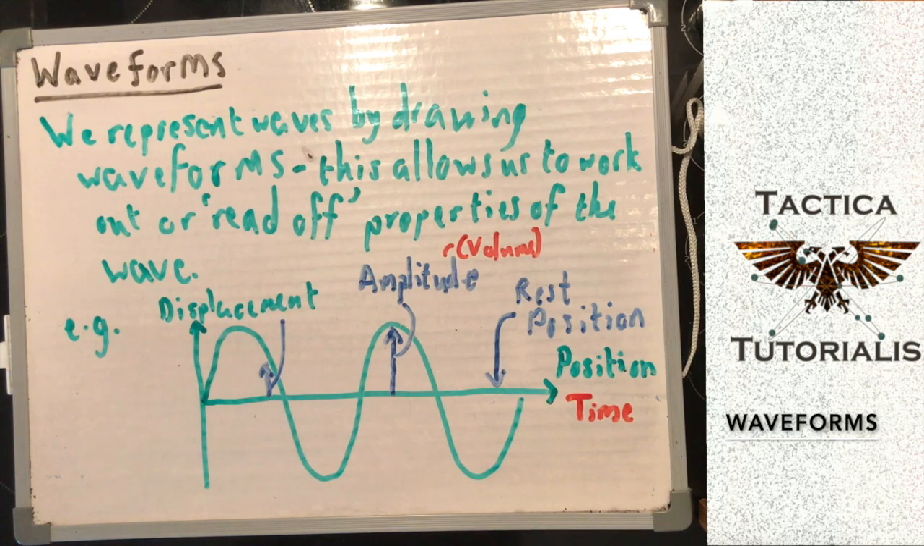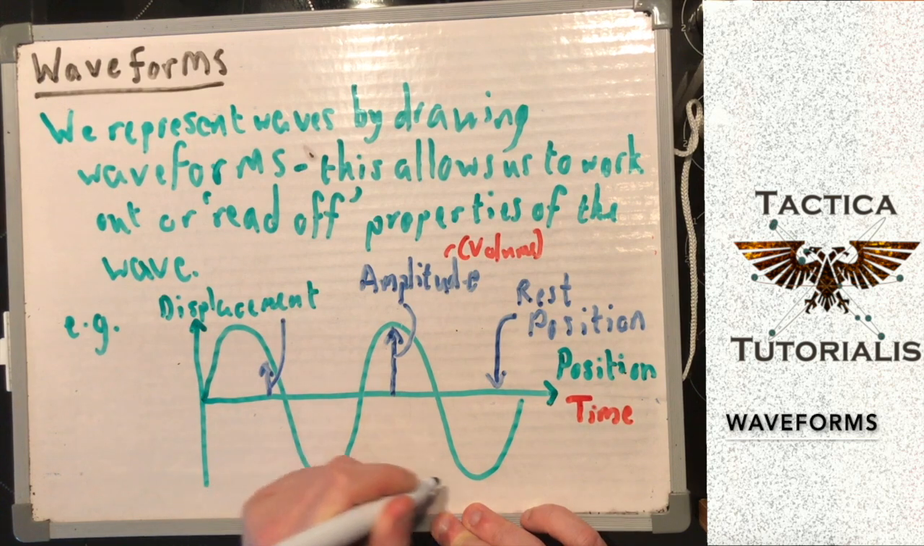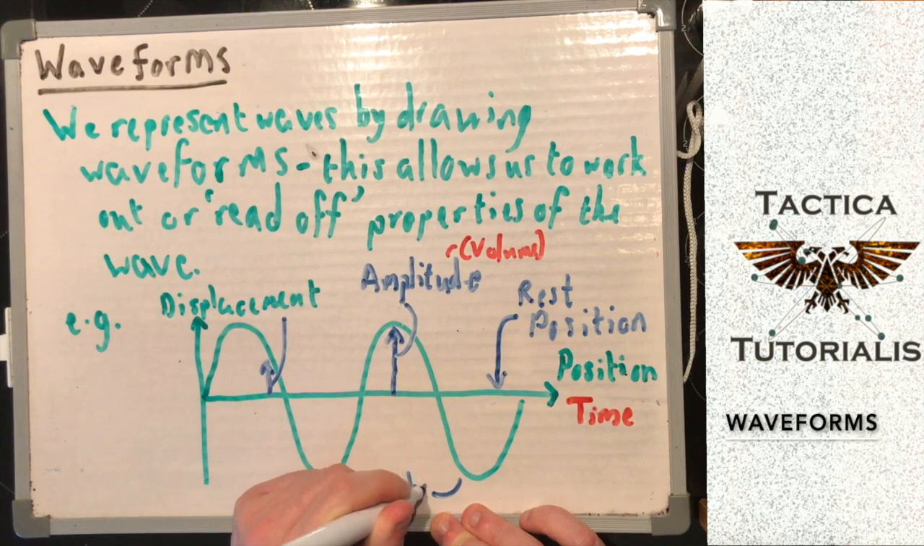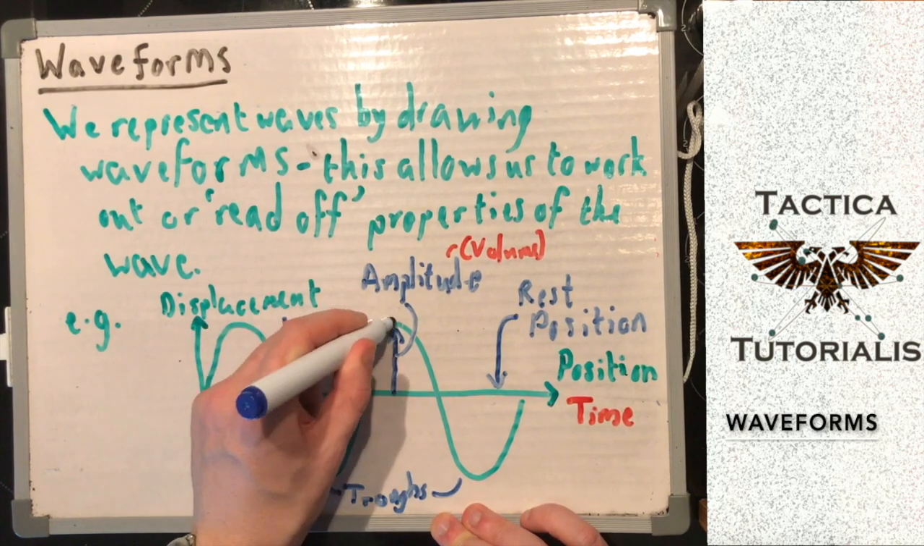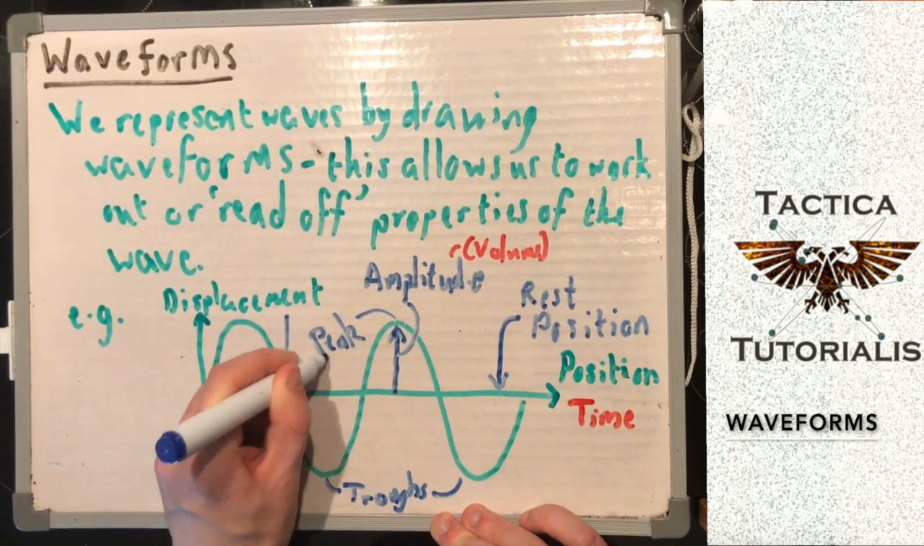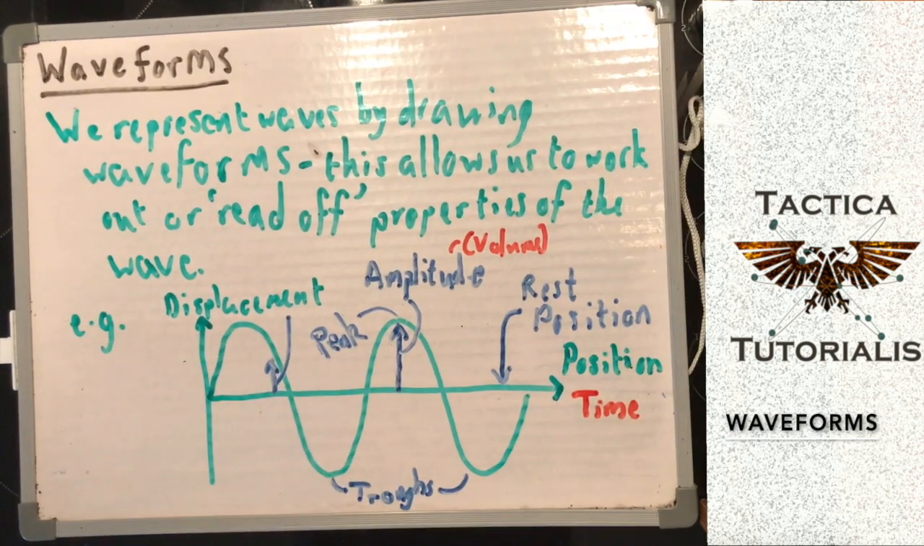The last one that I can label very easily is these. So these are your troughs, because they are the bottom of the waveform, and these points here are called peaks. Now you may also see them referred to as crests in certain specifications or in certain parts of the world. You may see them called crests, but at least on the specification I use, we call them peaks. So the tops are called peaks, the bottoms are called troughs.